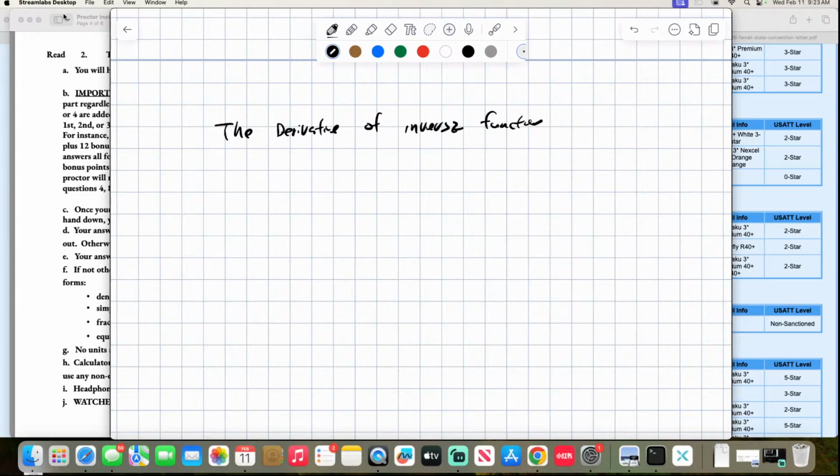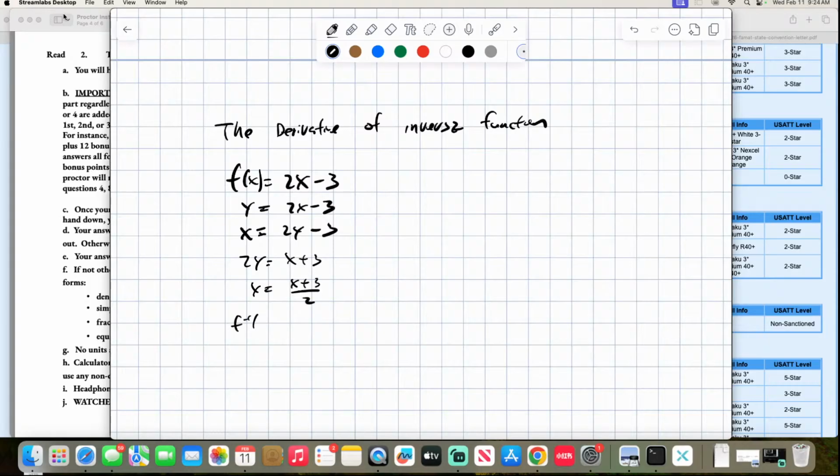So do you guys remember how to find an inverse function? You replace the y in the end. Yeah, so for example, if you have f of x equal to 2x minus 3, I'll give you a simple one. You can say y equal to 2x minus 3. That's still the original function, I just replaced it with y. But I can swap: x equal to 2y minus 3. Then 2y equal to x plus 3, and then y equal to (x plus 3) over 2. And this we know is the inverse function.